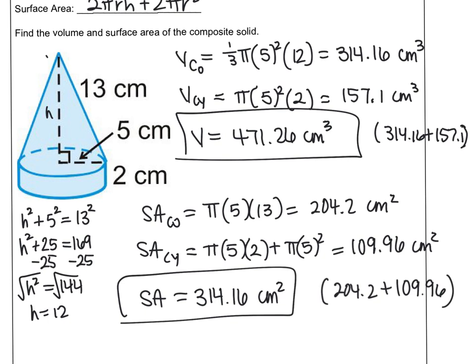So it's extremely important for the composite solids that you are paying attention to what part of the figure is inside for surface area to not include. And then for volume, just add your two volumes together. Let me know if there's any questions you still have over anything from Module 3 before you take your test.